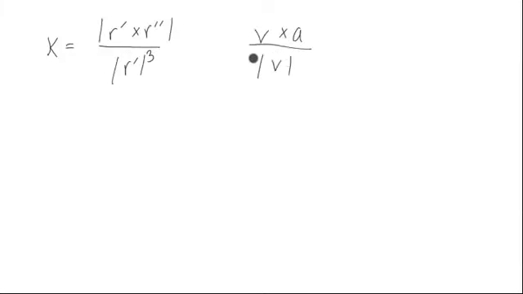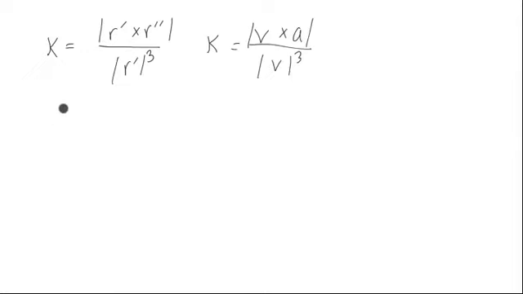Now, let's take a look at how we can compute curvature using this nice formula that we came up with: r prime cross r double prime, all over the length of r prime cubed. Or we could think of this as v cross a, all over the length of v cubed. That's what curvature is. So this is a very nice formula that we can use to find our curvature. So let's go for it and see what we can do.